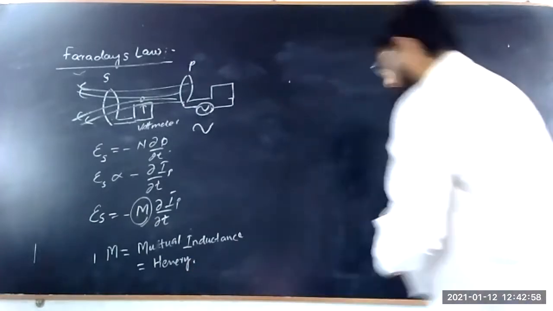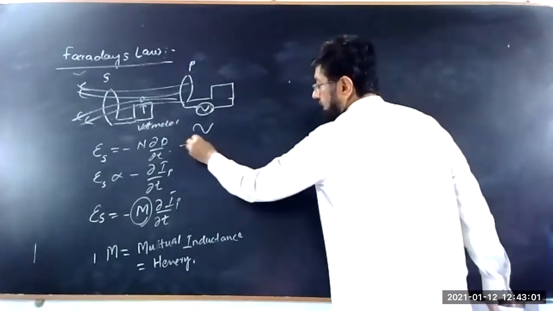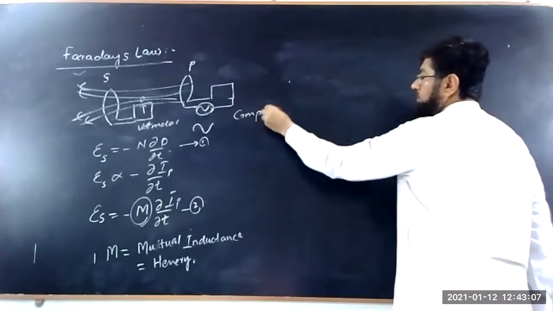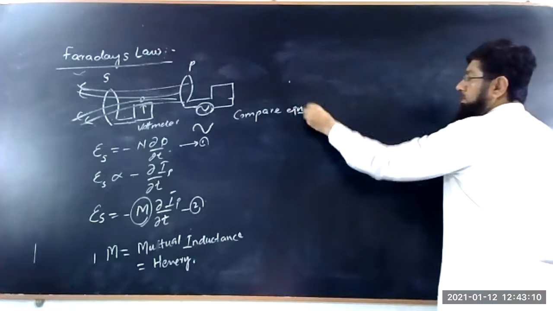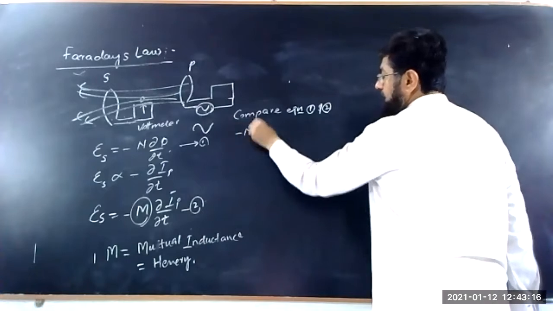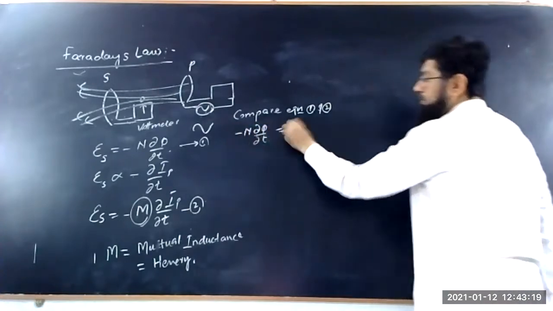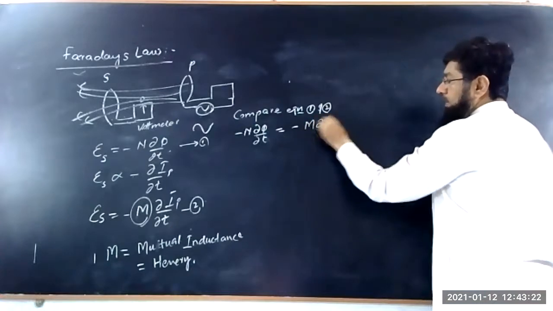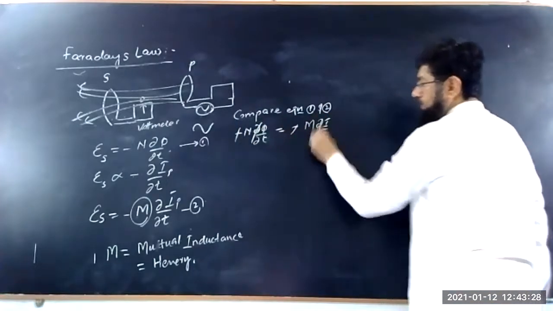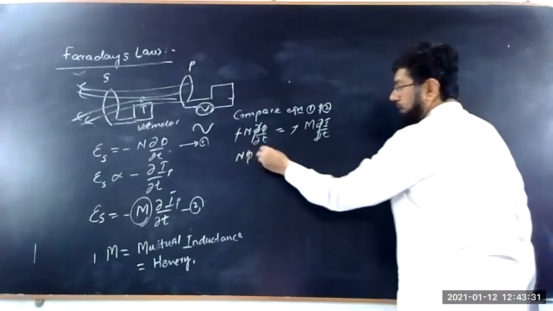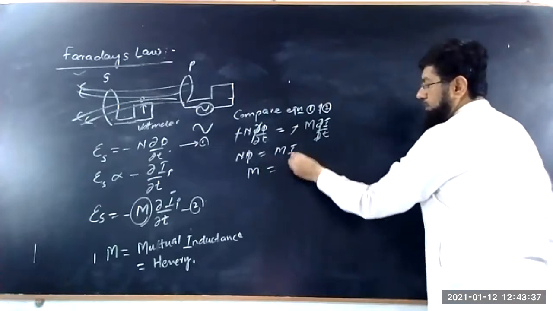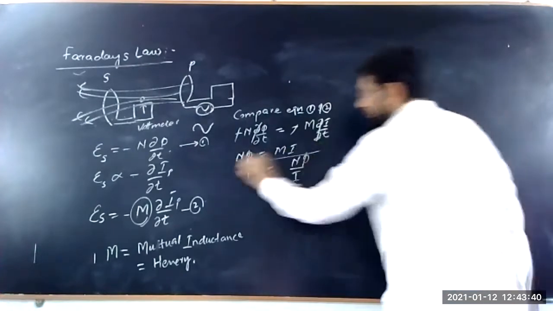Here, if we compare both equations, let's say this is equation number 1 and this is equation number 2, we have minus N d phi over dt is equal to minus M di over dt. The minus signs cancel, and d over dt cancels. So this will be M i is equal to N phi, so M is equal to N phi over I. This is the mutual inductance.